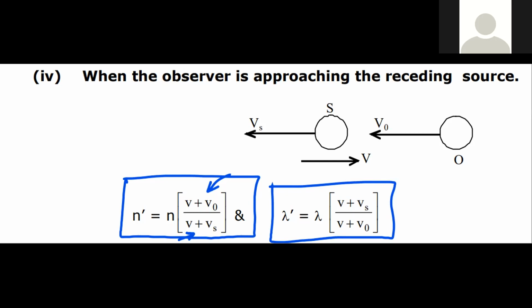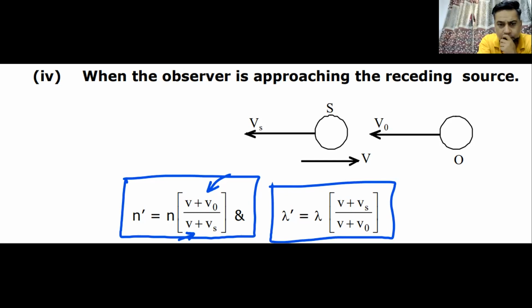Okay, we have done all types of cases. But remember, we have not seen the case where the wind might be moving. There might be a motion of the medium itself. In our case, where we have sound moving in air, there might be a wind blowing.